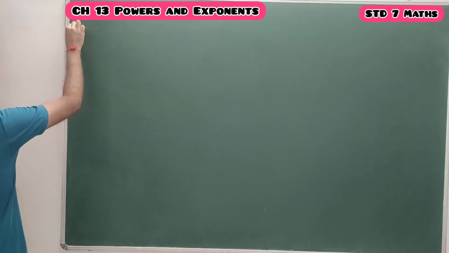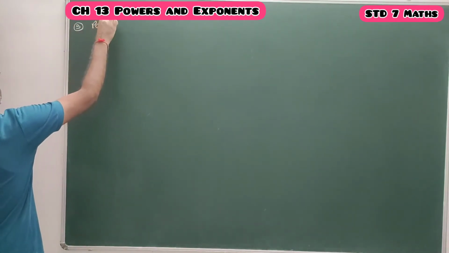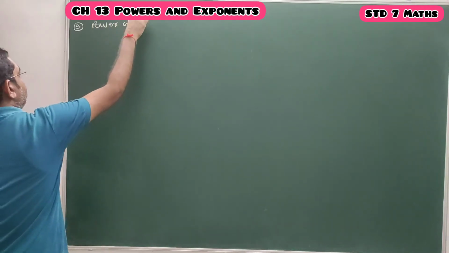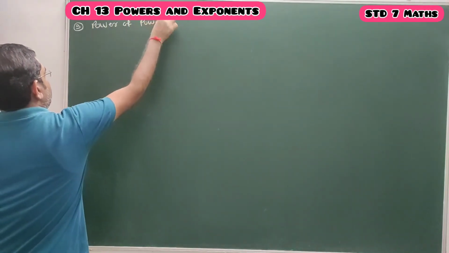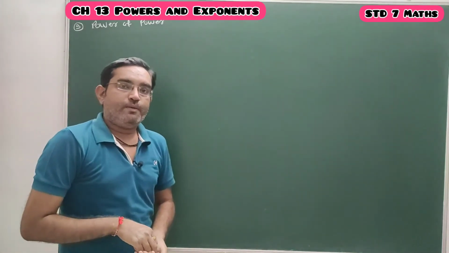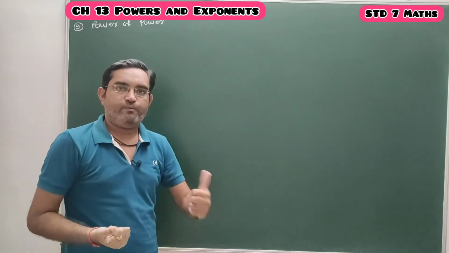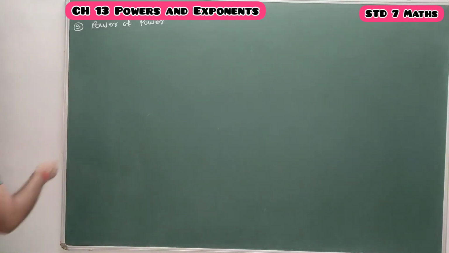Third law of exponent is power of power. We have studied two formulas, that is multiplication of power and division of power. The third law is power of power. So what is the meaning of this power of power?